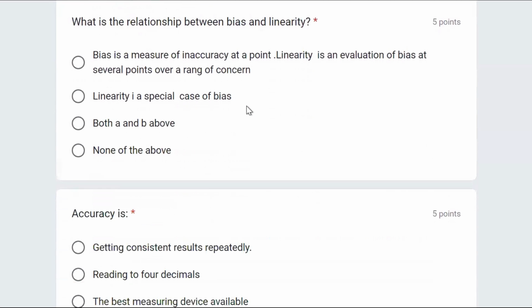What is the relationship between bias and linearity? Bias is a measure of inaccuracy at a point. Linearity is an evaluation of bias at several points or a range of concerns or dispersion, you may call it.